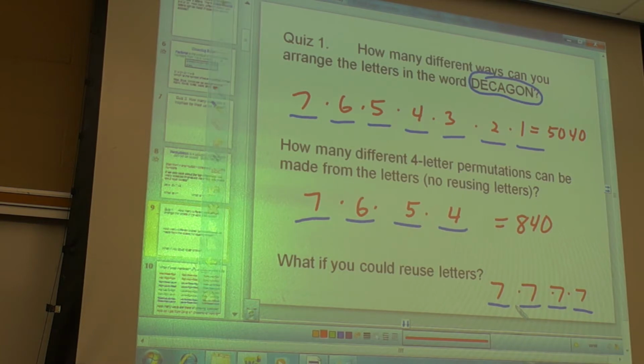Does it matter if we do it this way or the formulaic way, like writing out the permutation formula, or do we have to do both? You could do the long way: 7 times 6 times 5 times 4 times 3 times 2 times 1 divided by 3 times 2 times 1, just like the permutation formula is written in the notes. You could do it that way if you wanted to.